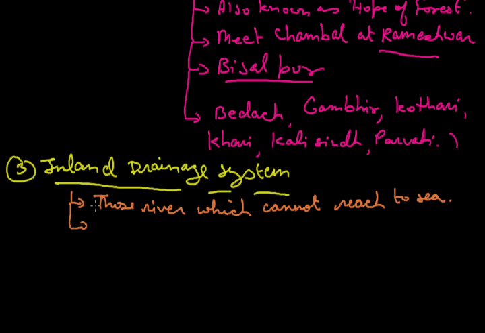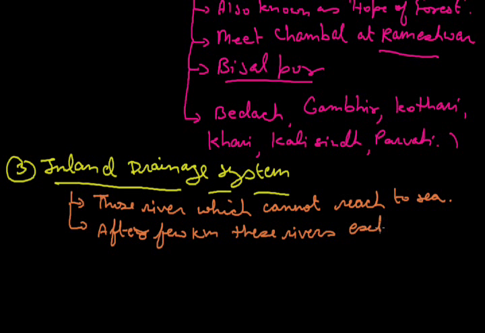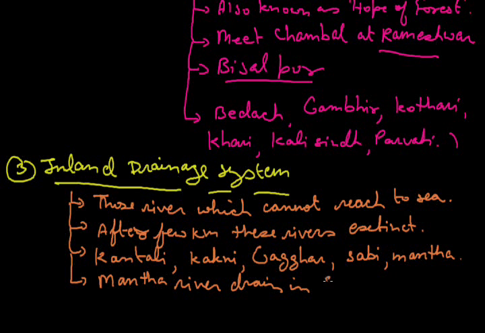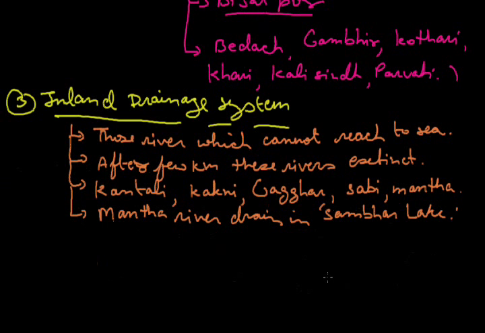Those rivers which cannot reach the sea are known as inland drainage system. After flowing a few kilometers, these rivers become extinct in this dry region. Kantali, Kakani, Ghaggar and Sabi, Mantha, etc. are the small rivers which are found here, in which the Mantha river drains in Sambhar lake, which is the largest saltwater lake of India.